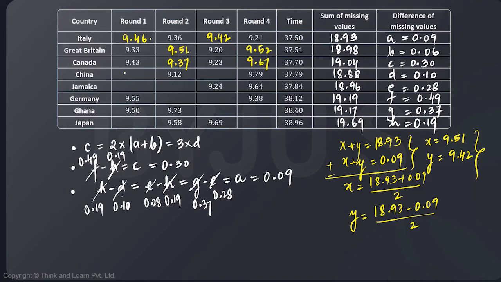China, the first runner took 9.39 seconds. The third runner took 9.49 seconds. For Jamaica, the first runner took 9.34 seconds. The second runner took 9.62 seconds. For Germany, the second runner took 9.35 seconds. The third runner took 9.84 seconds. For Ghana, the third runner took 9.40 seconds, while the round 4 runner took 9.77. For Japan, the first runner took 9.75 seconds and the last runner took 9.94 seconds.